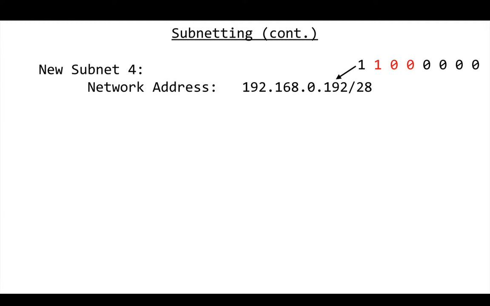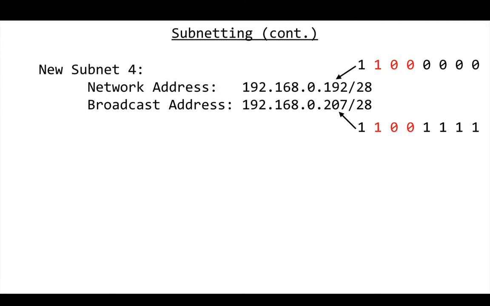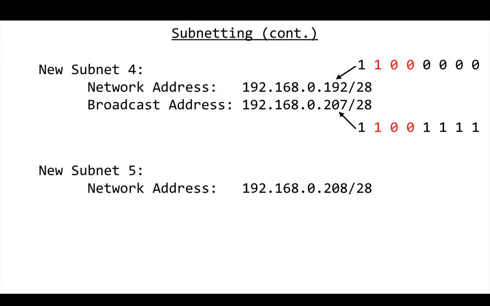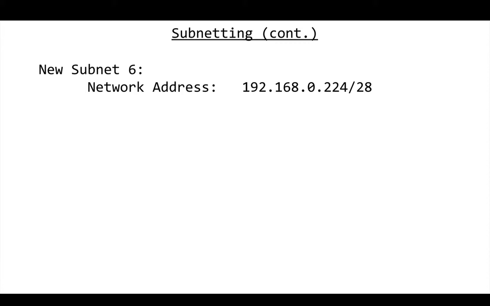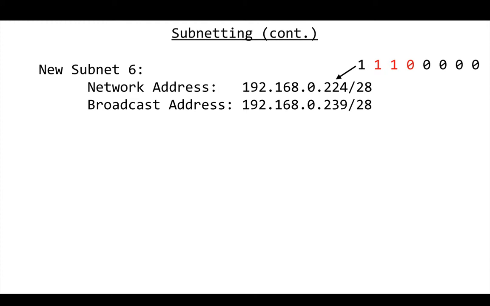If we move on to subnet 4, the network address is .192 and the broadcast address is 270 from the binary values that we have over at the far right. Subnet 5 is going to be 280 for the network address, or I'm sorry, 208, and then the broadcast address is going to be 223. And that's subnet 6. It's going to be 224 and 239.